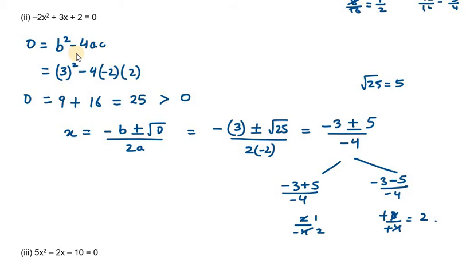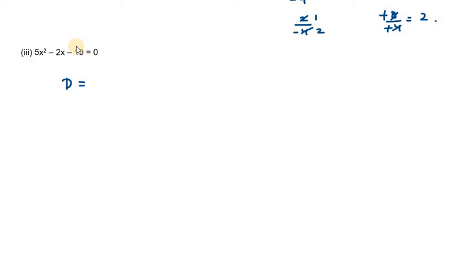So these are the roots of the second. Then we have the third equation as 5x square minus 2x minus 10 equals 0. So again what you need to do is check the value of D. D is b square minus 4ac, a is 5, c is minus 10. So minus 2 square is 4, minus minus is plus, 4 into 5 is 20, 20 into 10 is 200. So you get 204 as D.